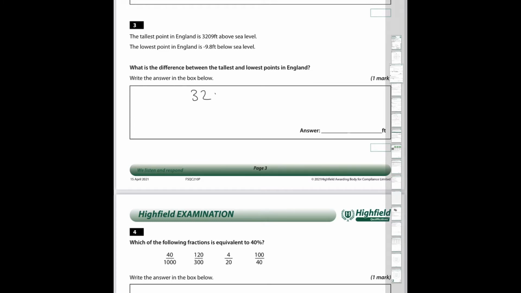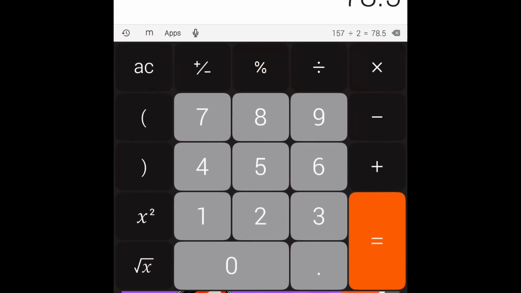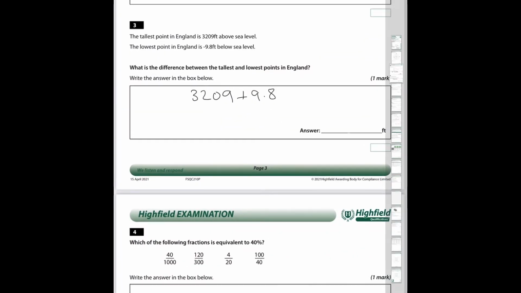So we do 3,209 plus 9.8. So that's 3218.8. So the answer is 3218.8. So nice and easy, that one, just a 1-point answer.